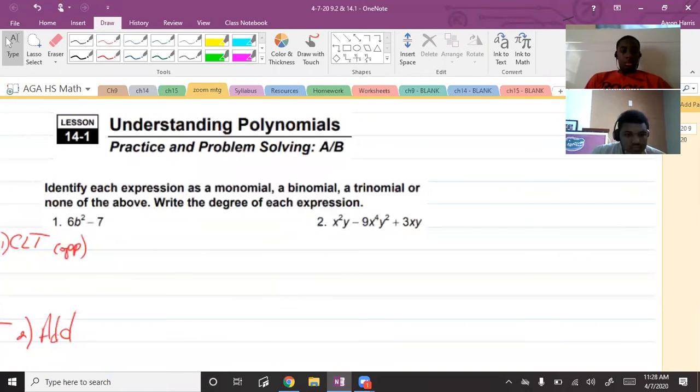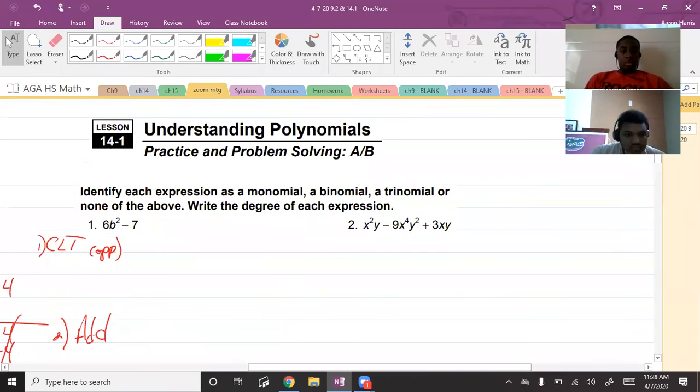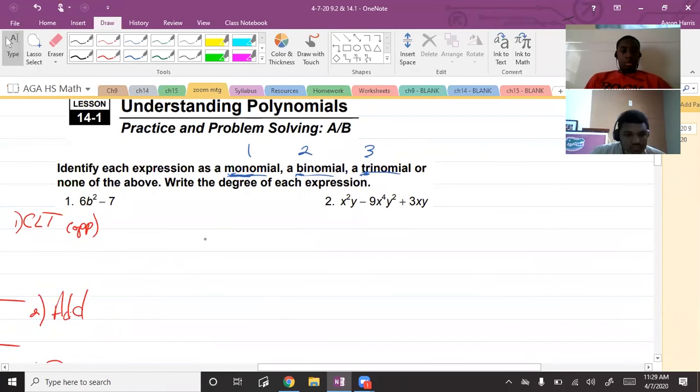Understanding polynomials. Okay, so identify each expression as a monomial, binomial, trinomial. What does that mean? This means one, mono. Bi means what? Two. Tri means what? Three. Or none of the above. Write the degree of each expression. So remember, we always write what? The degree first. And then after the degree, we write how many terms. And these are considered the terms, okay? This is telling me how many terms I have.